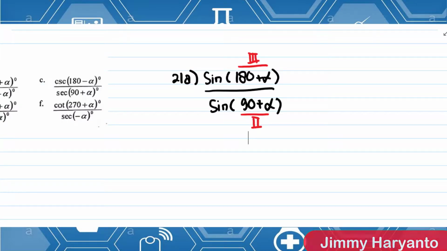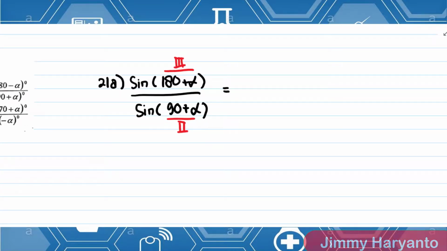Okay, next is number 21a. For number 21a, I will simplify the form. Sine 180 plus alpha, it will be in quadrant 3.